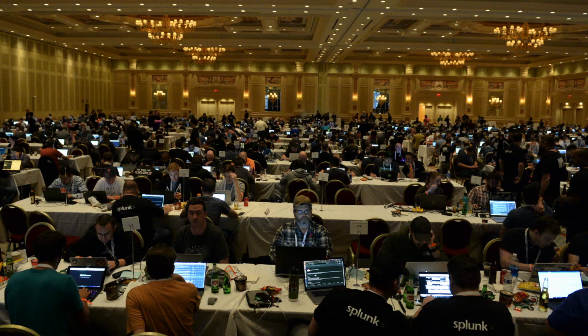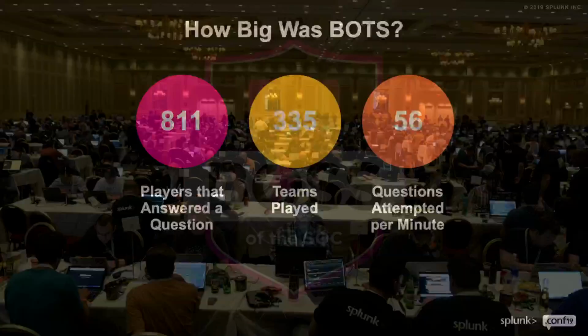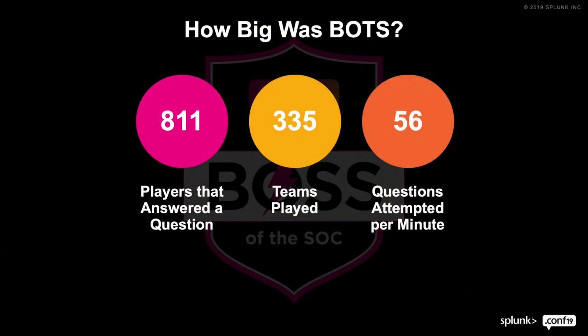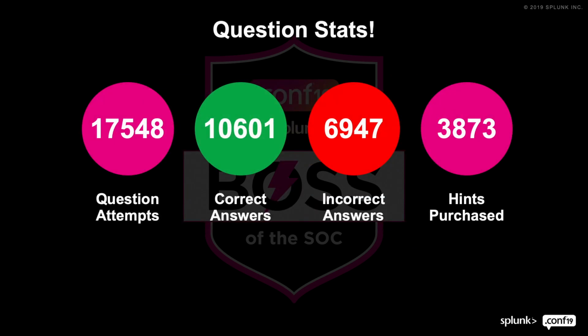Some statistics for you because we Splunk everything here, right? So we had 811 players actually answer a question. 335 teams played and 56 questions attempted per minute. Almost 18,000 questions attempted in 5 hours. Of those, 10,600 or so were correct. Almost 7,000 were incorrect. And over 3,500 hints purchased. This is where it gets fun.